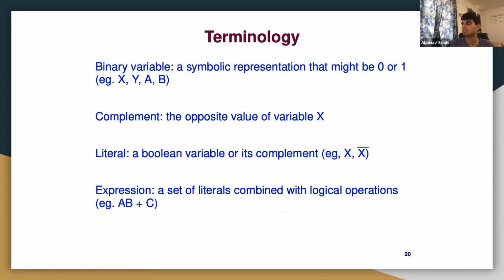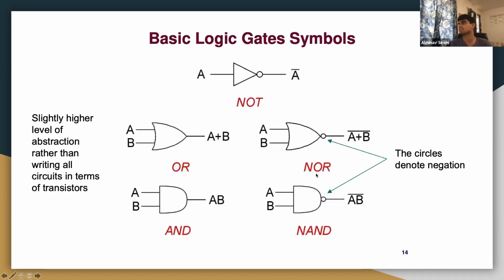And this is just some terminology. When I refer to complement, it means the opposite value of X. And a literal is just a Boolean variable. So a literal is just defined as X, and its complement is X bar. And yeah, that's basically all we need to know for what we're learning today.